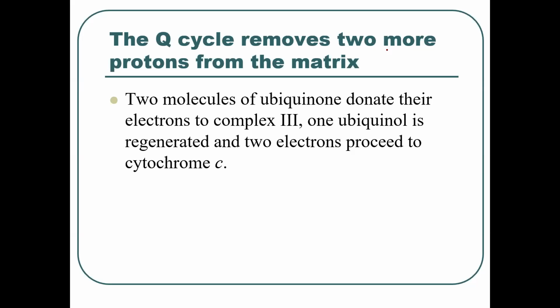So one electron then goes to cytochrome C. The ubiquinol is regenerated to give its electrons up again. Ultimately, because the thing's a dimer, you'll have 2 reduced ubiquinones that will donate their electrons to complex 3. One will be regenerated, one will be depleted. 2 electrons then will go to 2 cytochrome Cs that will then go to complex 4.